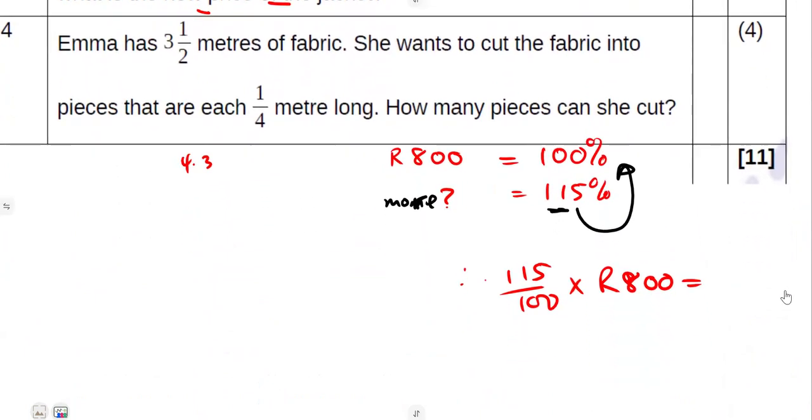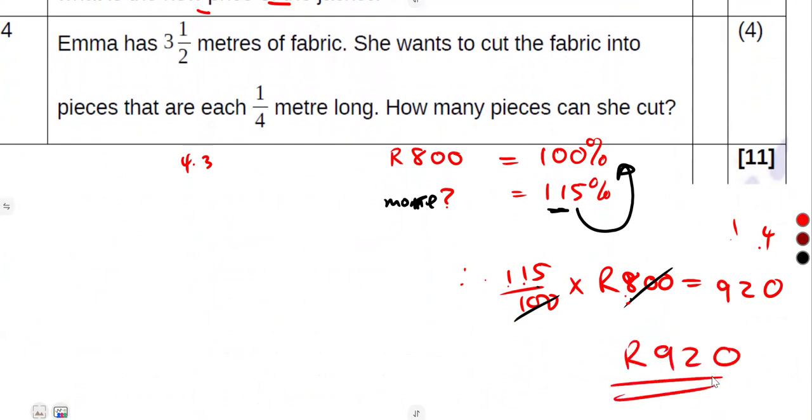So this is what you're going to have, and that is more. All right, so the zeros here can cancel. 8 times 5, that's 40. 8 times 1, that's 8 plus 4, that's 12. 8 times 1, that's 8 plus 1, that's 9. So it's going to be 920 Rand. So that is the new price.